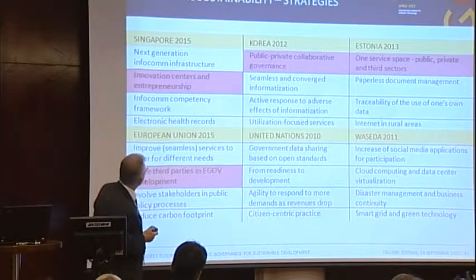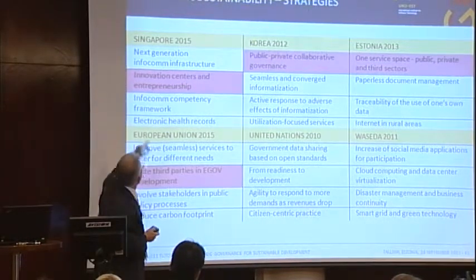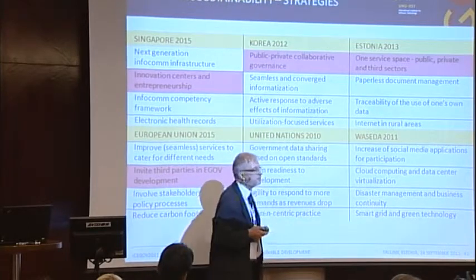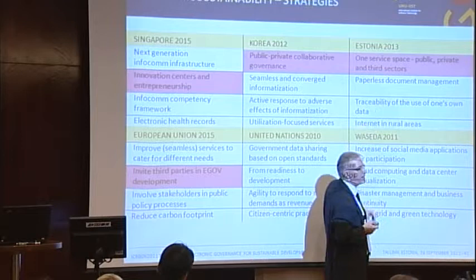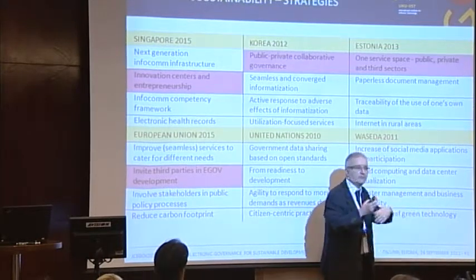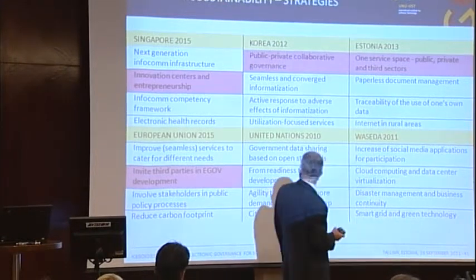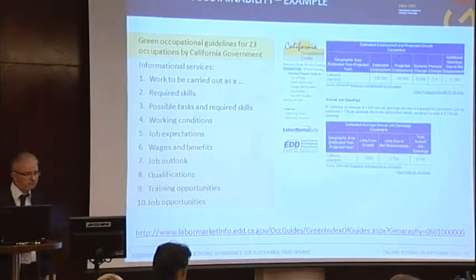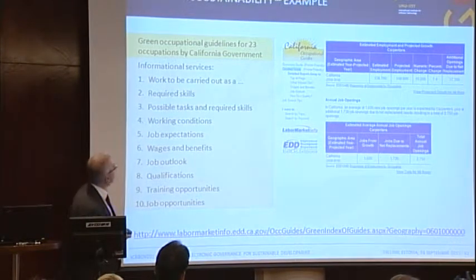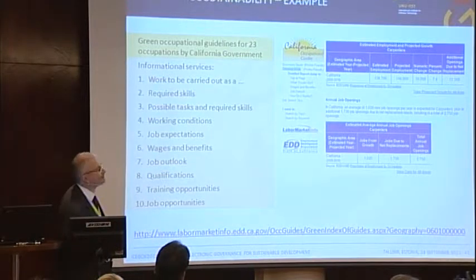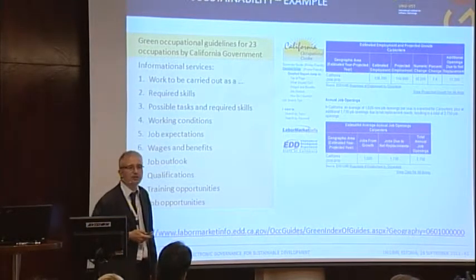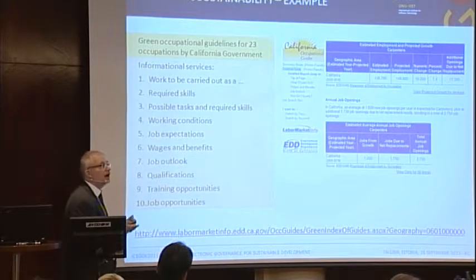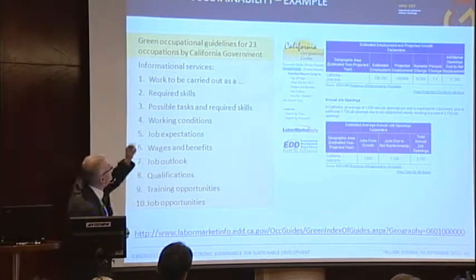Looking at the national strategies, several of them refer to economic sustainability: from Singapore, innovation centers and entrepreneurship; from Korea, public-private collaborative governance; from Estonia, one service space, putting together public, private, and voluntary sector services into one space; and from EU, inviting third parties in ICEGOV development. Here is a concrete initiative by the California state government to provide green occupational guidelines to 23 different occupations. So the guidelines, the terms of reference for certain positions, and how they can be useful in pursuing economic sustainability.